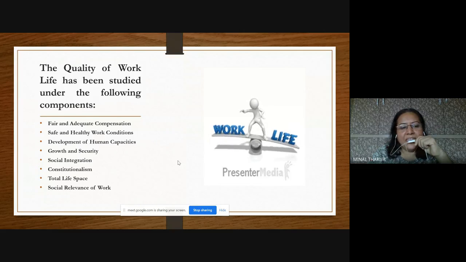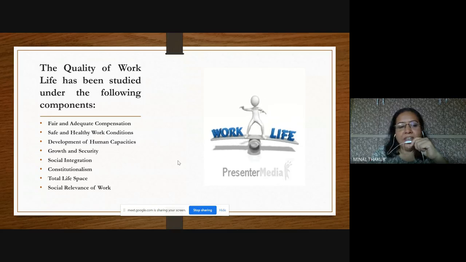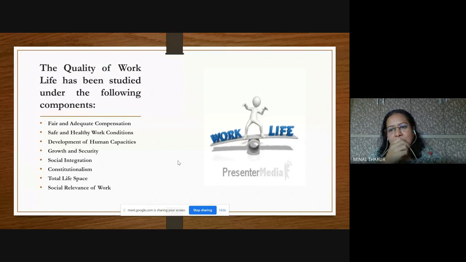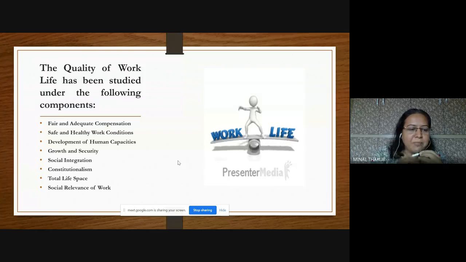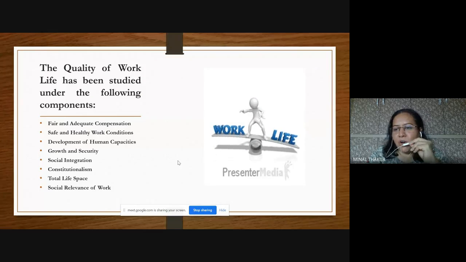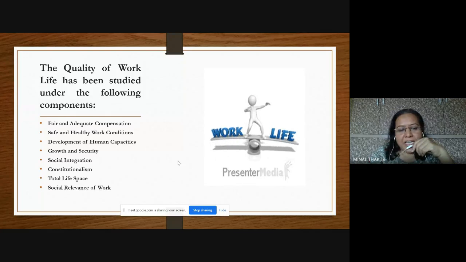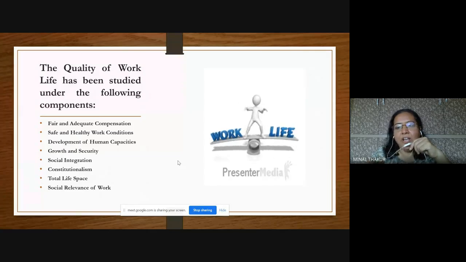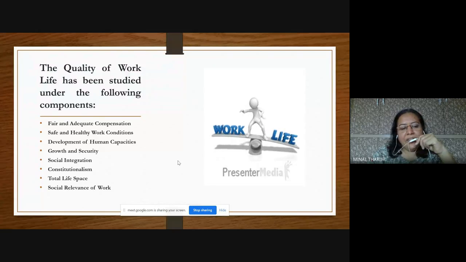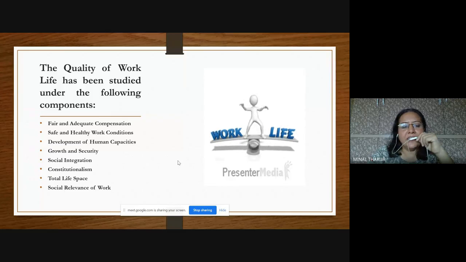Then safe and healthy work condition. Your work environment in your school should be good. Then development of human capacities. You as a teacher should be given the opportunity to showcase your talents. Growth and security. You should always have in a profession vertical mobility and security of job. Then social integration. It again deals with your interaction, your socialization with your colleagues, with your students, and with the seniors. Then constitutionalism, that is the rules and regulations of your institution.